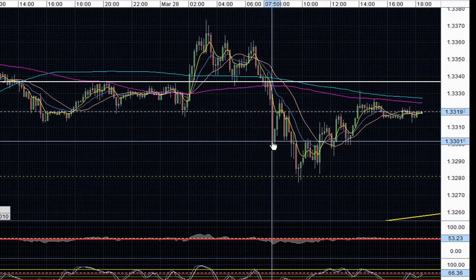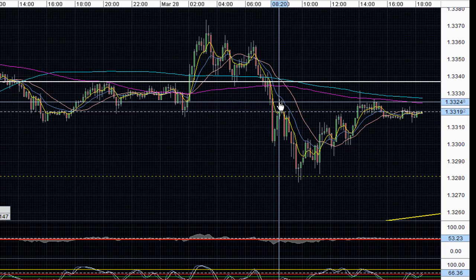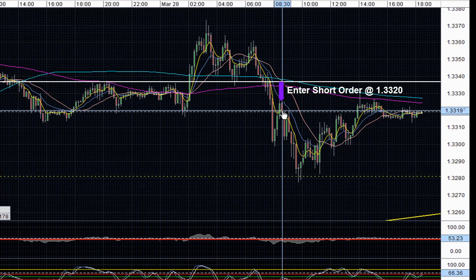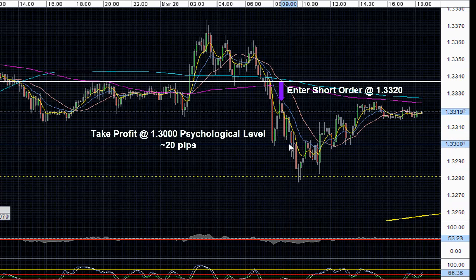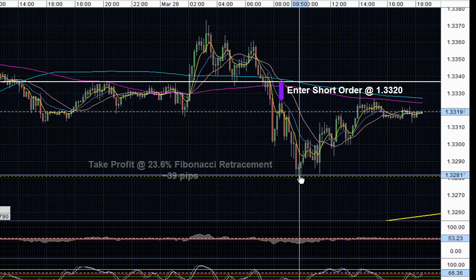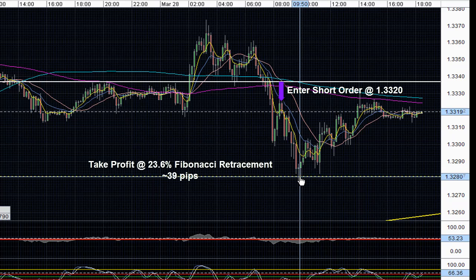But if you were looking for another opportunity to re-enter the market on this bearish trend, then you could have done so on the pullback to this resistance at 33.26, and you could have entered a short order around 33.20. Now, there were two places you could have closed your trade and taken your profit, just like in the previous trade example. You could have taken your profit again at the 33.00 psychological level for about a 20 pip trade, or you could have kept your order open and closed out your trade when price reached this 23.6 Fibonacci retracement level at 32.81 for about a 39 pip trade.